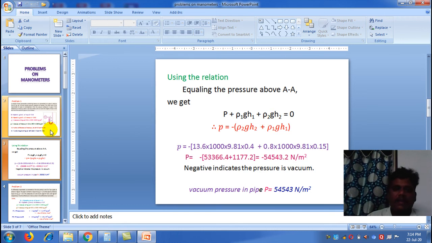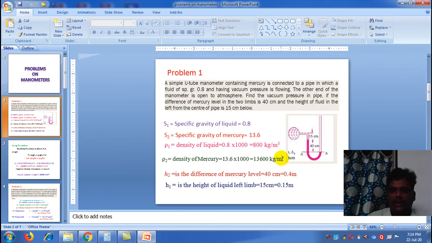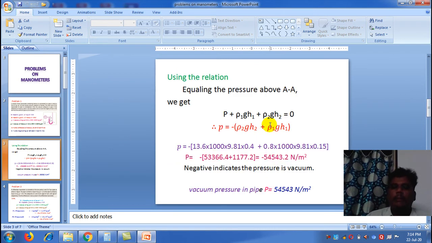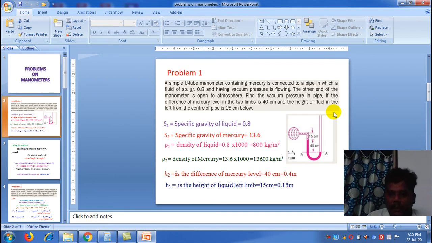Plus, the mercury is also in the left limb itself, so it becomes P plus rho 1 g H1 plus rho 2 g H2, which is equal to 0 at the right limb. Above the 0 line there is no pressure, so the pressure remains 0.